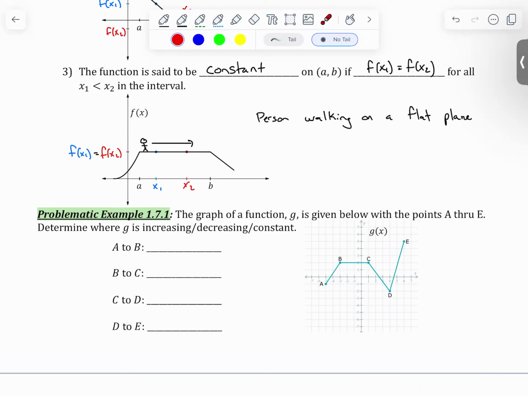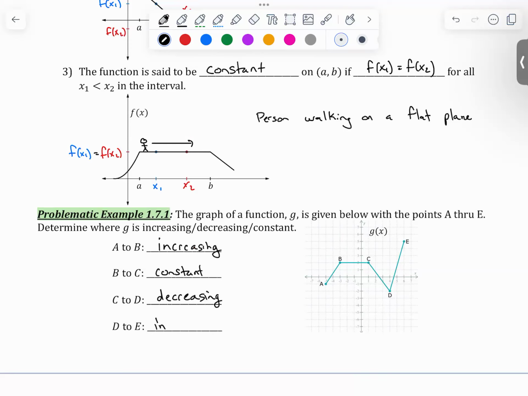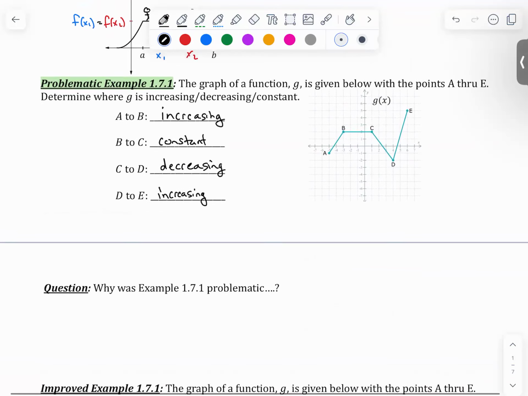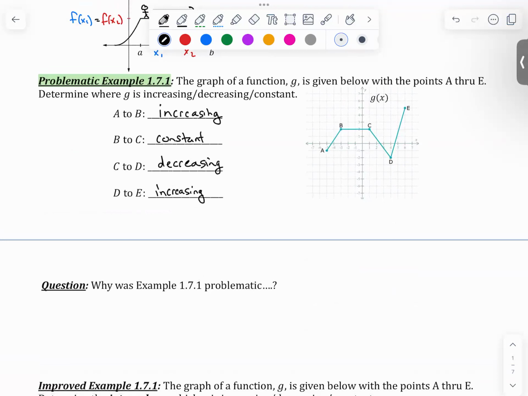So if we look from A to B, we'd see that we're going uphill, which means that we're increasing. From B to C, we are constant because we're walking on flat ground. From C to D, we are decreasing because we're going downhill. And then from D to E, we are increasing because we're walking uphill. So that's the answer to that. But why is it problematic? This is a great question.